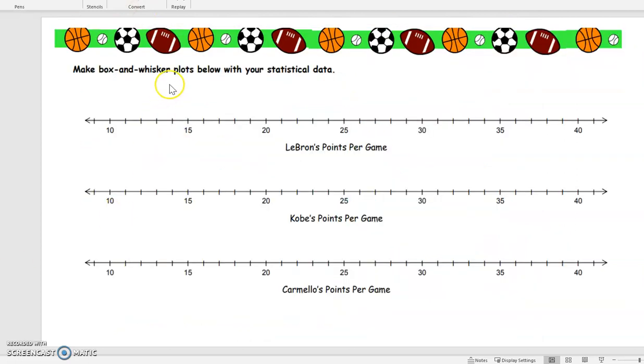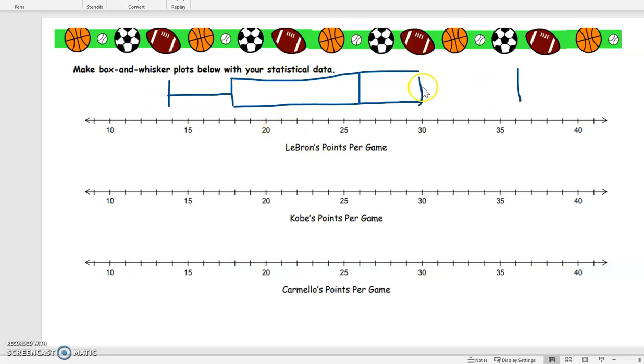And I'm going to do 14, 16, 17, 18, 26, 30, and 36. Again, those lines come from our 5-number summary. To make this a box and whisker, I turn the 3 in the middle into 2 boxes, and I make 2 whiskers.